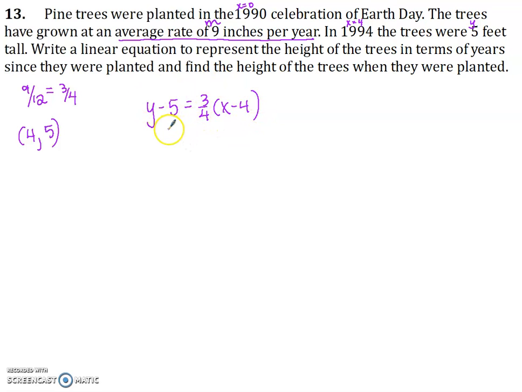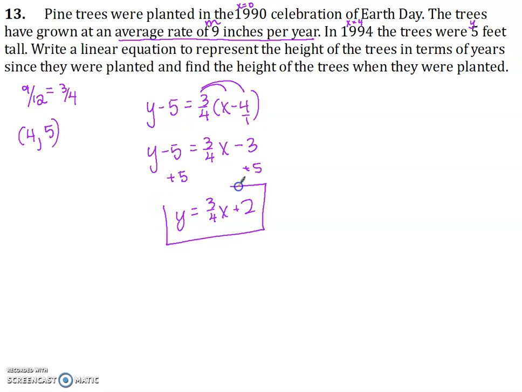They don't specify what form, but typically with word problems, I think it's easiest if you put it in slope-intercept form. So I'm going to go ahead and do that. I'm going to distribute that 3/4 first. So that'll be 3/4 x, and this will just end up being minus 3. Remember, you multiply numerators, multiply denominators. And then I'm going to add the 5. That'll give me y equals 3/4 x plus 2. So that's our linear equation.